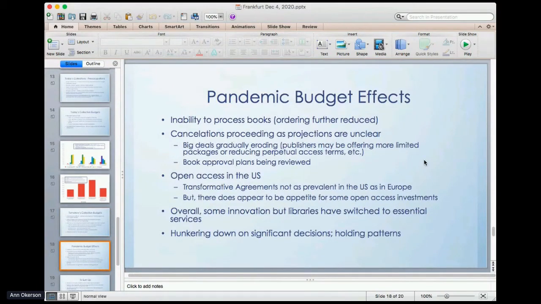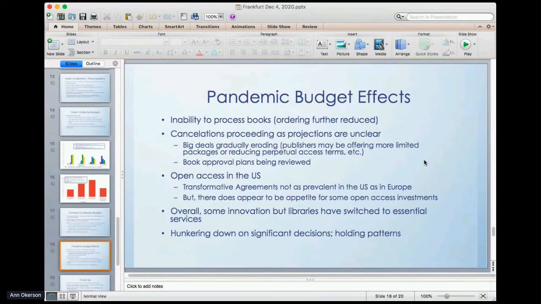There has been the inability to process books because of fear of the virus, and not having staff on site, of course, has reduced ordering still further. Cancellations are proceeding because budget projections are dismal. Big deals are starting to gradually erode, even though they may persist. The packages may be more limited, certain terms may be reduced. Book approval plans are being reviewed.